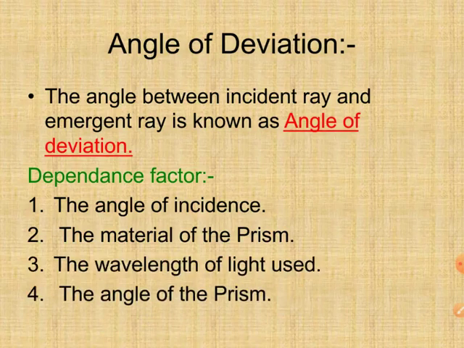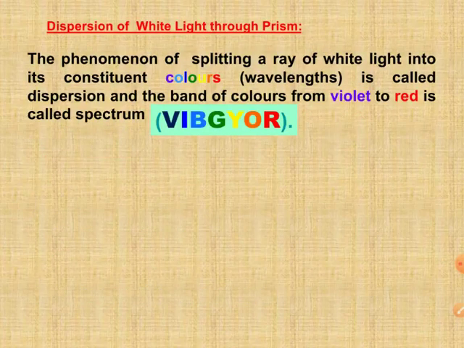Most of the prisms that we have in our laboratory are equilateral prisms. Why? Because the angles of the prism are all 60 degrees. There are others with 45 and 90 degrees, meaning one angle is 90 degrees and the other two are 45 degrees each. We call them right isosceles prisms. Now let's see about the dispersion of white light through this prism.